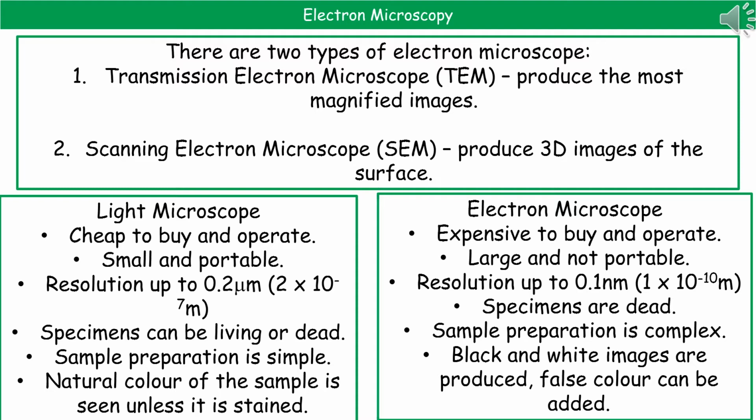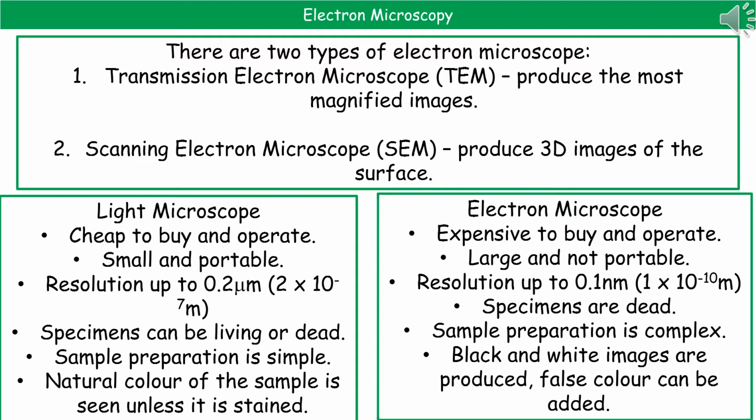So the light microscope is cheap to buy and operate, it's small, it's portable, it's got a resolution of up to 0.2 micrometers. The specimens can be either living or dead, and it's easy to prepare those samples. And we see the natural colour unless we apply a stain.